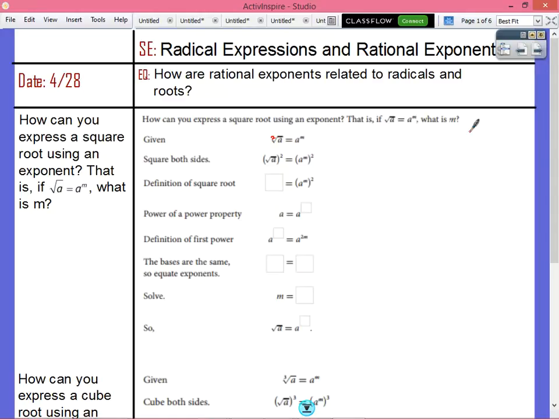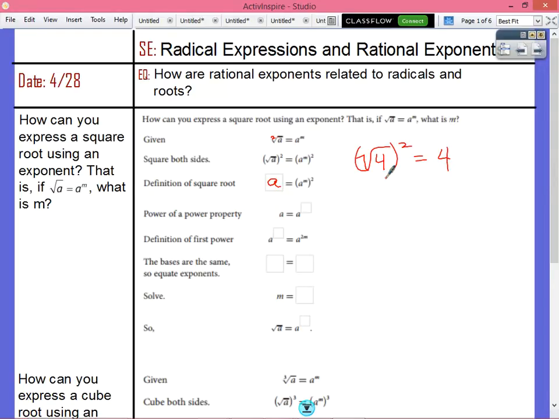So first thing we want to do is square both sides. Well, if we square both sides, what is the square root of a squared? What is the square root of something that's being squared? Well, the square root of a squared is just a. Say if it was a 4, if we did the square root of 4 squared, that's just equal to 4. Anytime you're taking the square root of the same number you're squaring, you're just going to get the number underneath the square root.